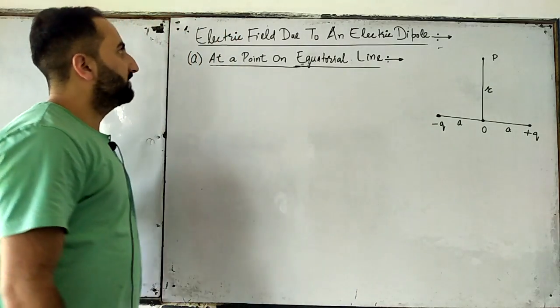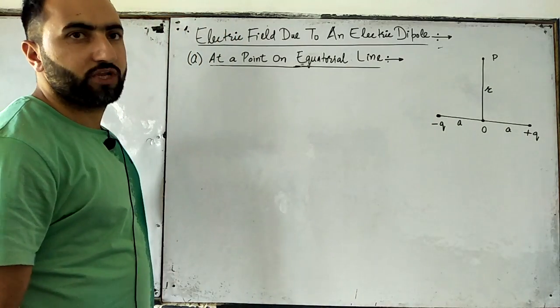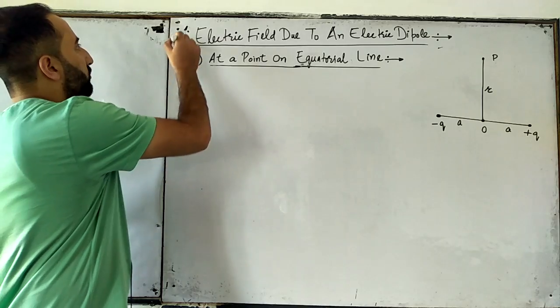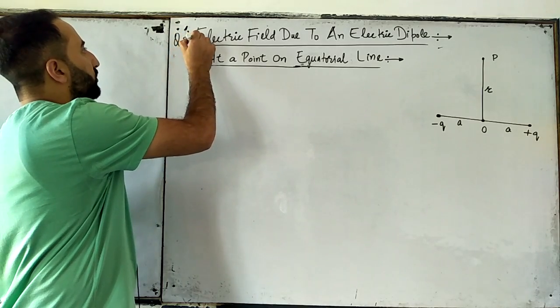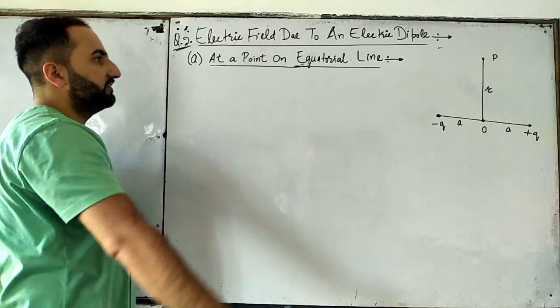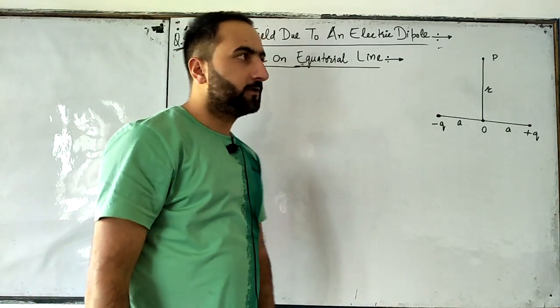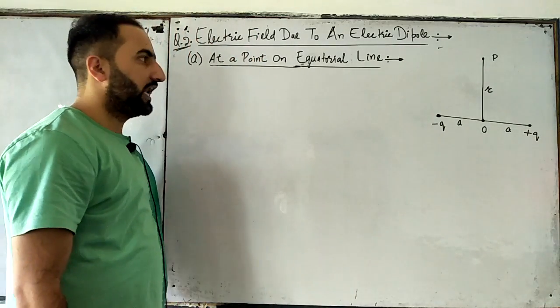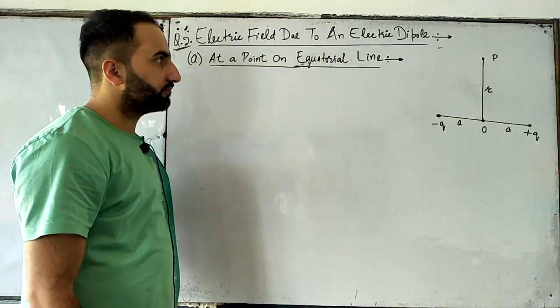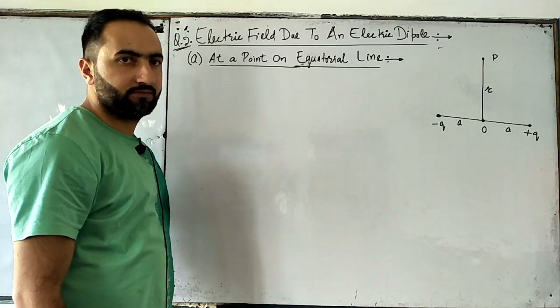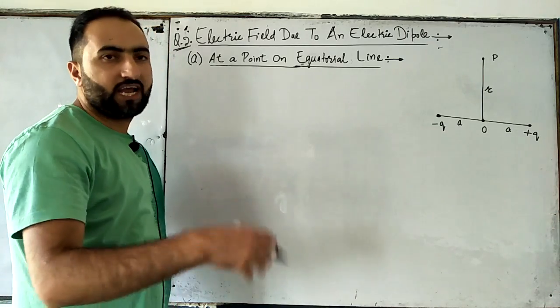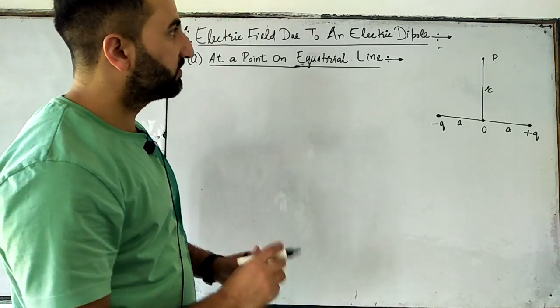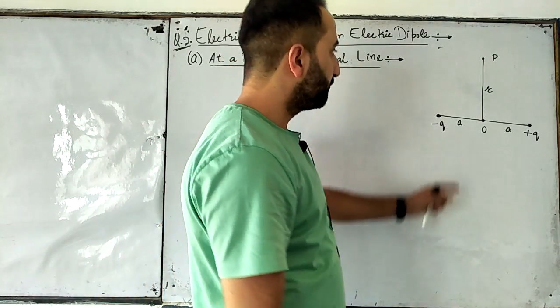So today's question is electrostatic field due to an electric dipole. Very important question again. This is our question number 2 among the important questions, and it's really important for the board exams. The question is: we have to calculate the electric field due to a dipole at a point in the equatorial line, and next at a point on the axial line. So first of all, at a point on the equatorial line.